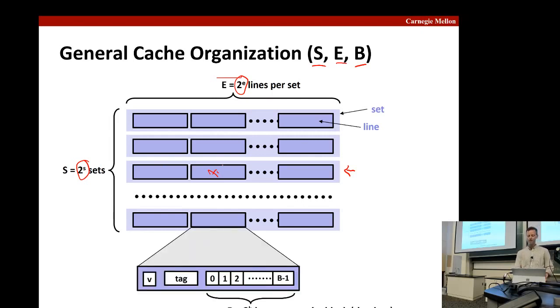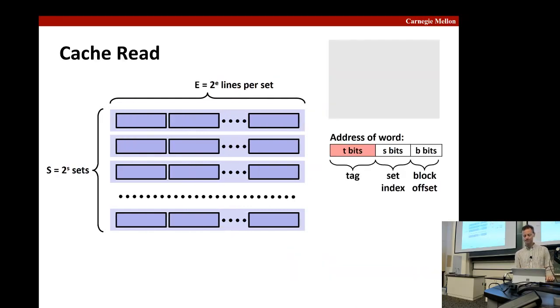Okay. Now, if you look at one of these lines, it's more than just the data. We're going to let B denote the number of bytes per cache block, so that's the data, and again, that's a power of 2. But there's also this tag and this valid bit. The valid bit just says that valid data is stored in there. So initially, that would be set to false. We'll talk about the tag in a second.